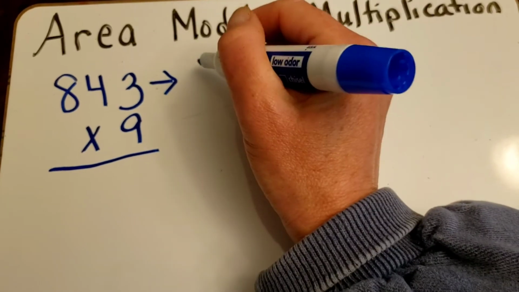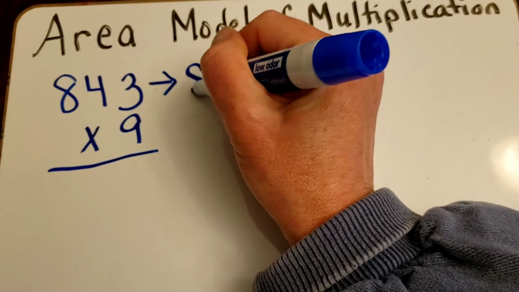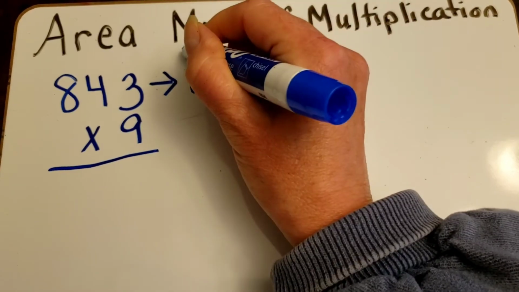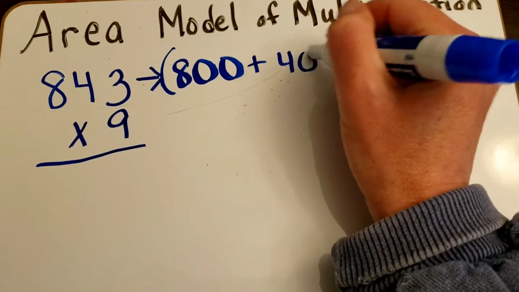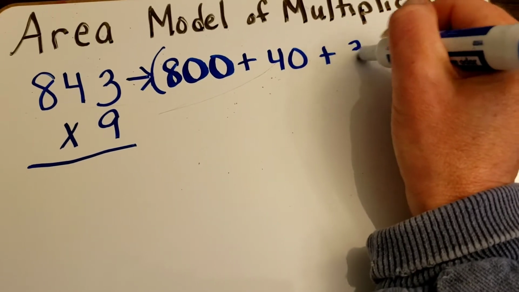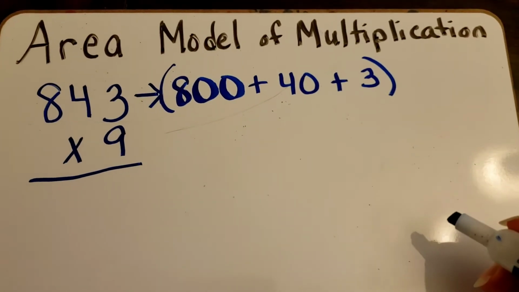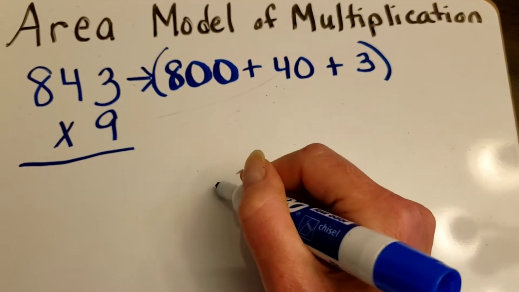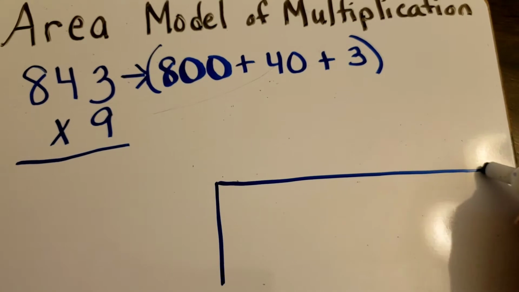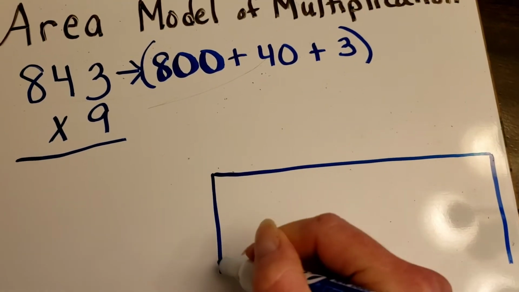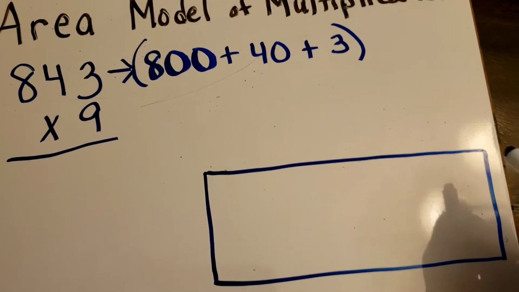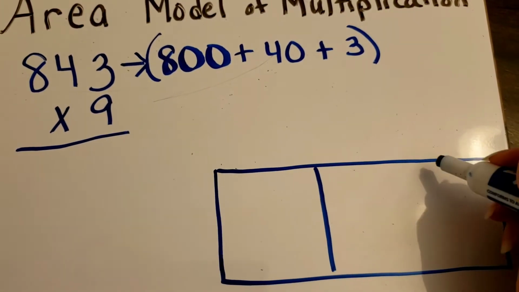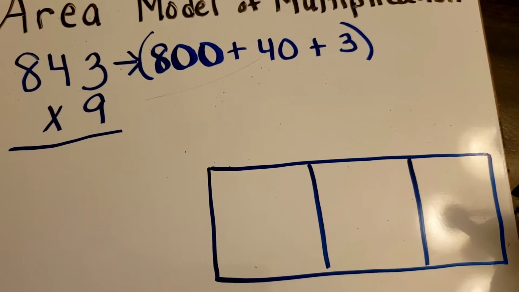So 843 has 800 plus 40 plus 3. We're going to leave the single digit number alone, and we're going to make a large rectangle to show our multiplication. Because 843 has 3 digits, we're going to break the rectangle into 3 parts.